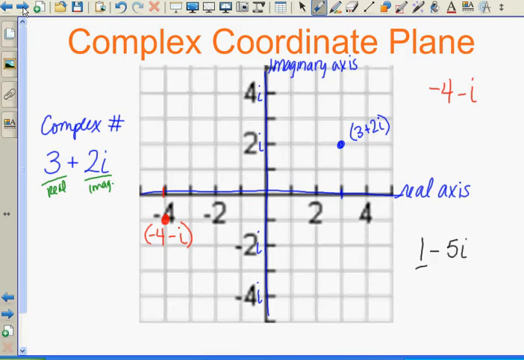So my real component is 1, so I'm going to go over to 1. And then my imaginary component is -5, so that's all the way down here. So this is the number 1 - 5i. Okay? So let's use this idea: we already have our normal xy coordinate plane, but now we know kind of what a complex coordinate plane looks like.